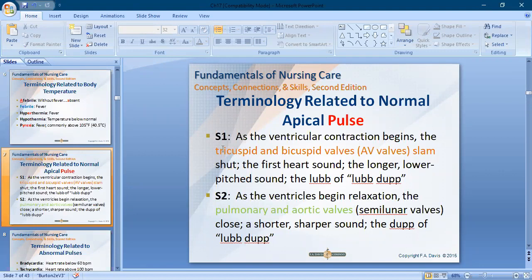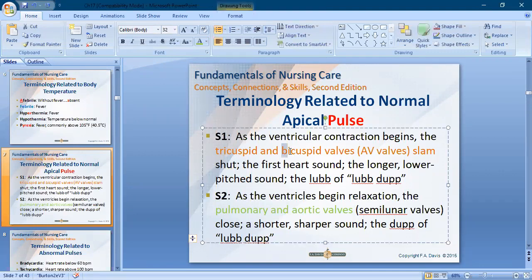S1 tri bi. 1, 2, 3. Bi means 2, tri means 3. It is S1. 1, 2, 3. Easy to remember. S2 pulmonary. If you know one, the other you can automatically remember. 1, 2, 3 is together. 1, 2, 3, 1, 2, 3, right? So S1 is produced when the bicuspid and tricuspid valves close. S2 is produced when the pulmonary and aortic valves close.